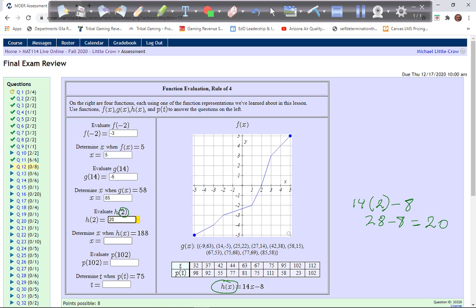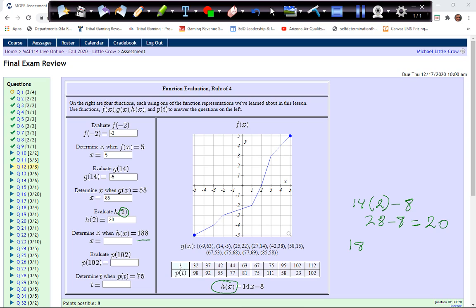And then determine x when h of x equals 188, so the answer is 188, right? It's this one here. So we say 188 is equal to 14x minus 8. Now we need to solve. So we'll add 8 to both sides. This now becomes 8 and 8 is 16, carry the 1, 196.